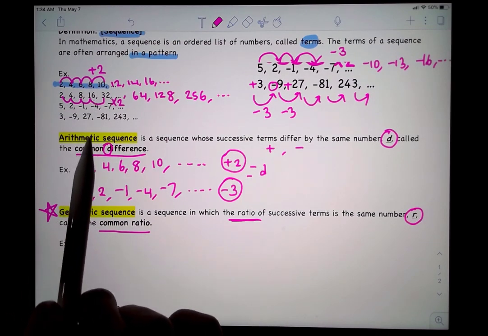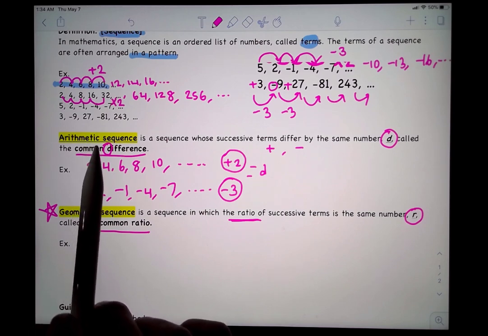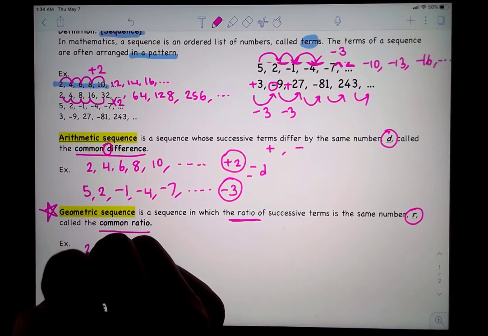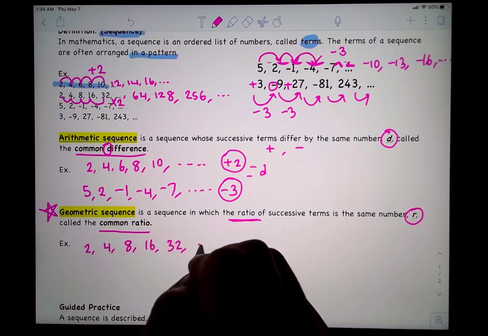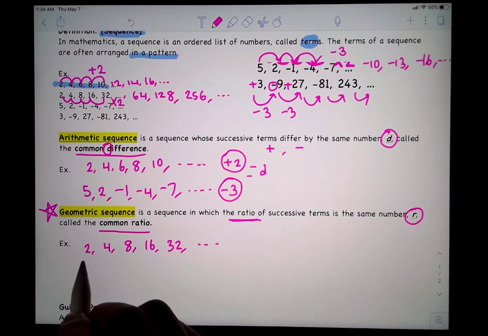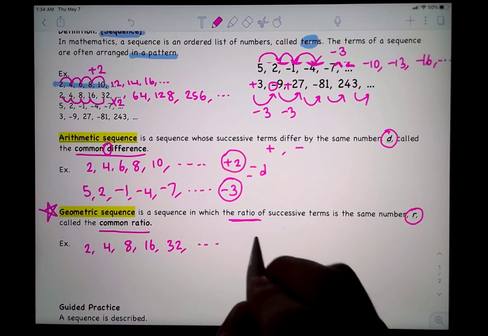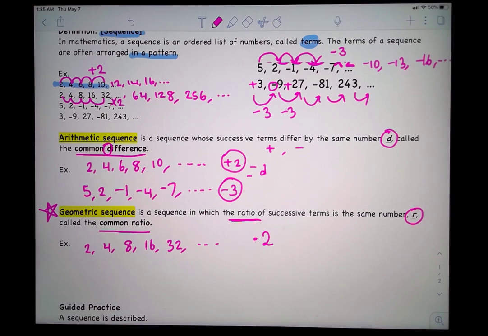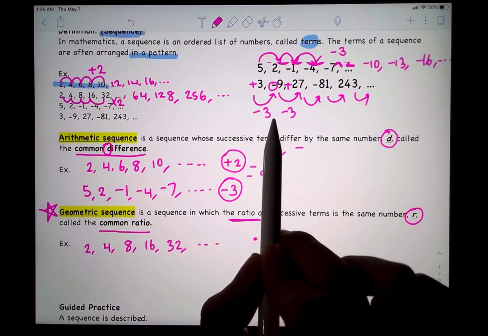So let's look at these examples. Which one has multiplication or division? Multiplication or division. So that's your ratio. Then that was this: 2, 4, 8, 16, 32. Those numbers, right? Then what? You multiply by 2. So in this case, we multiply by 2, right? That is my common ratio. And what else? Here, that was multiplied by negative 3, right?